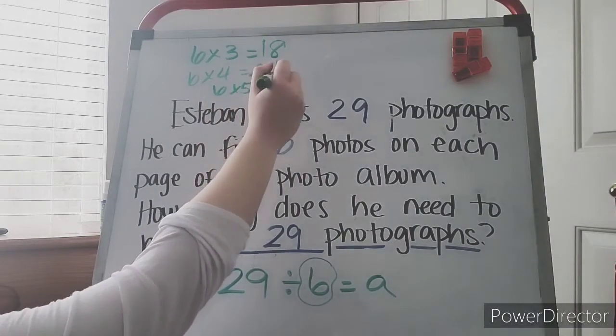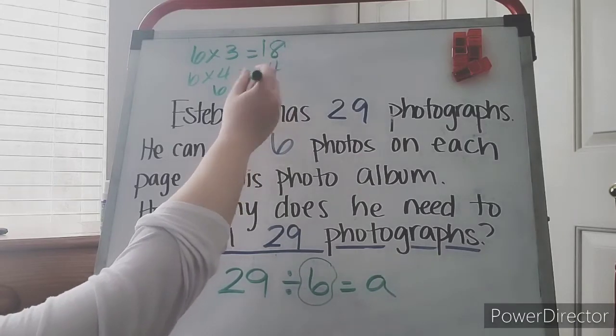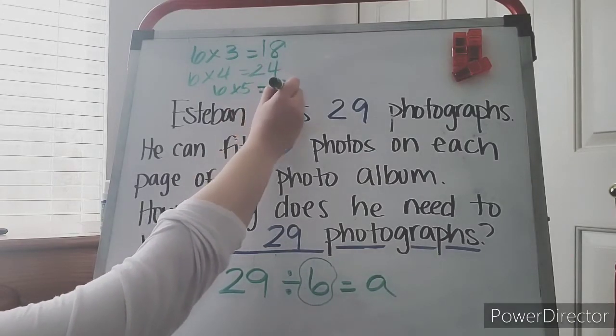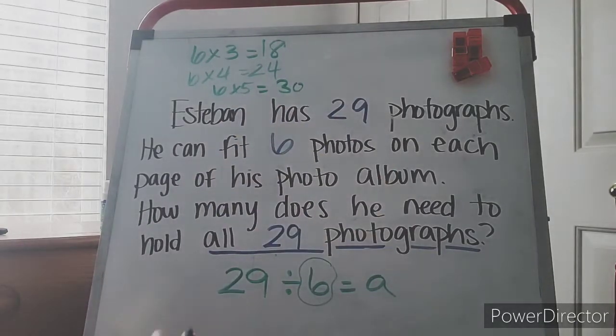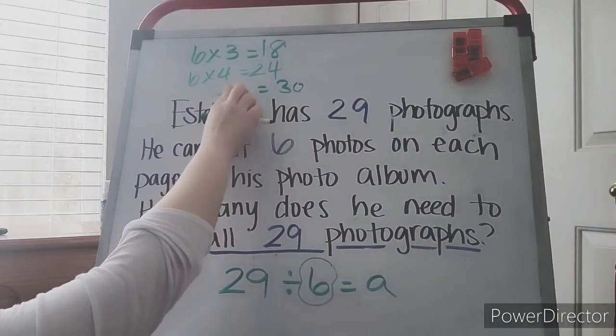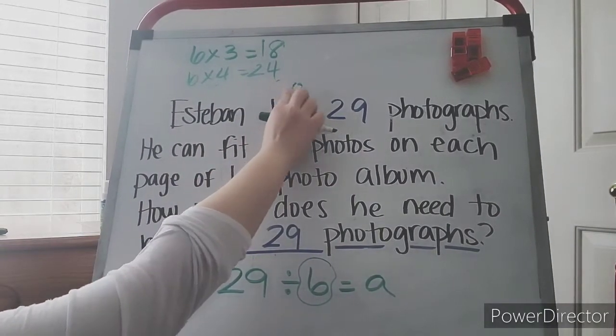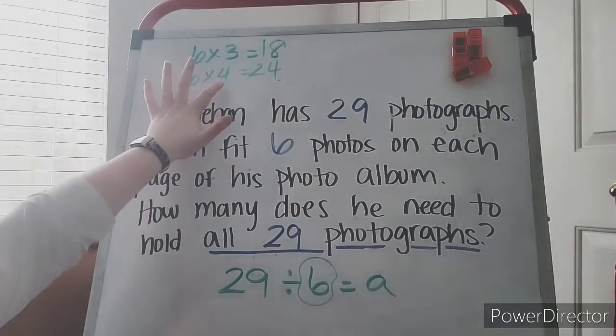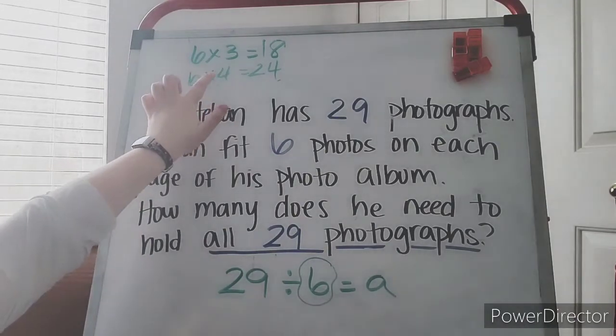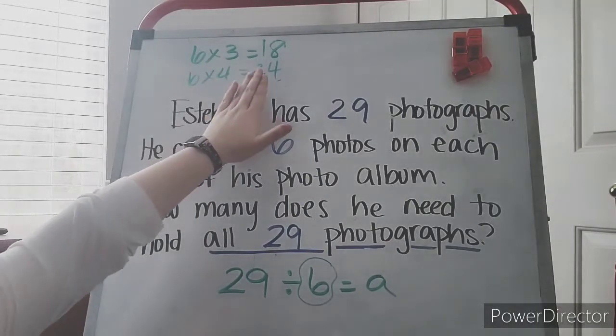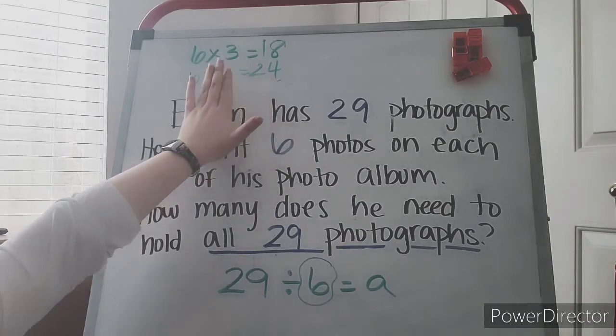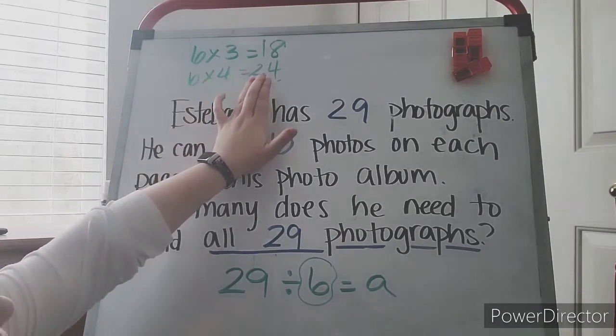Can we go any higher? Can 6 be divided into 29 5 times? Well, that's 30, and that's above 29. So we can't use that. We have to go back. We can't use that because that's above our dividend. So we have to use 4. 6 can be divided into 29 at least 4 times, and it's going to equal 24.